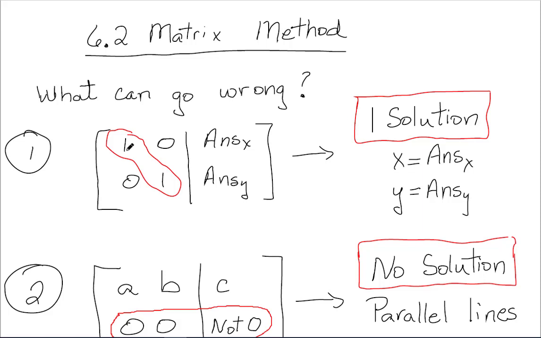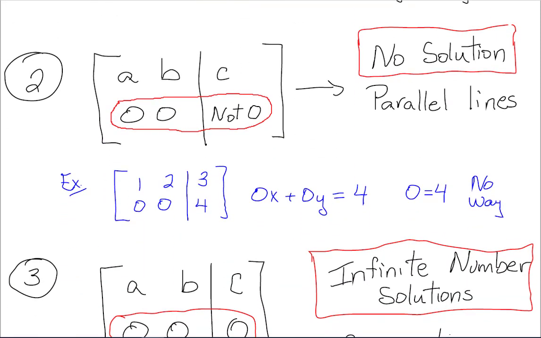Welcome to Math 1314. This is section 6.2. It's sort of a continuation of the matrix method into, well, what can go wrong? We've seen in the previous section what can go right, and that is we can get ones down the main diagonal. And if we do that, the answer for x and y appears there on the right hand side, giving us one solution to our system of equations.